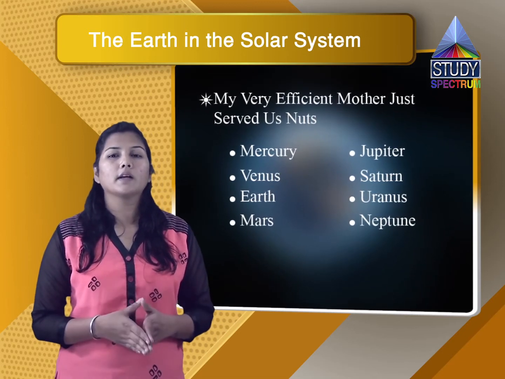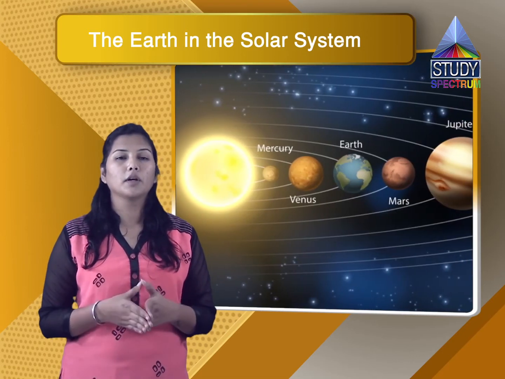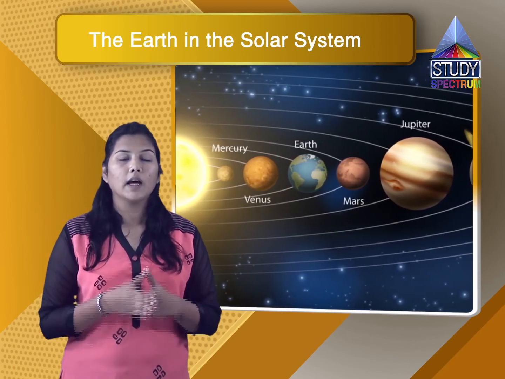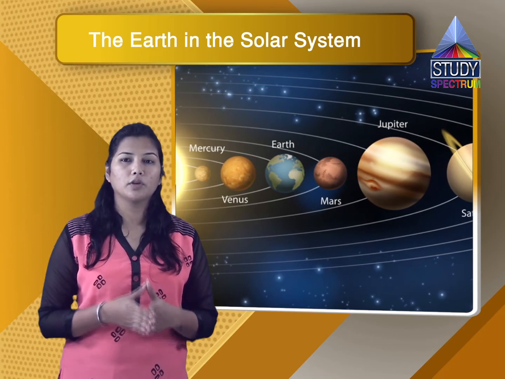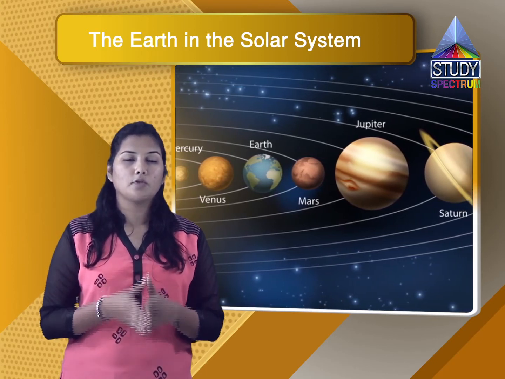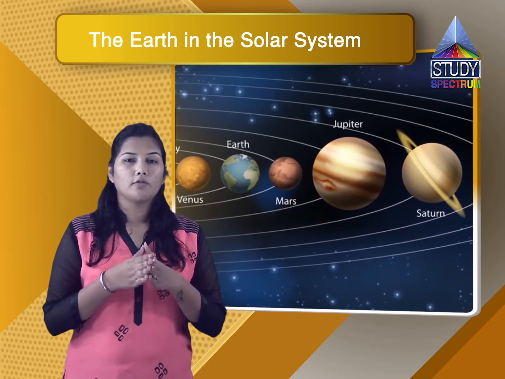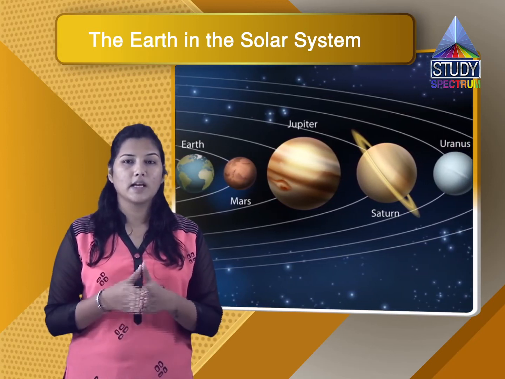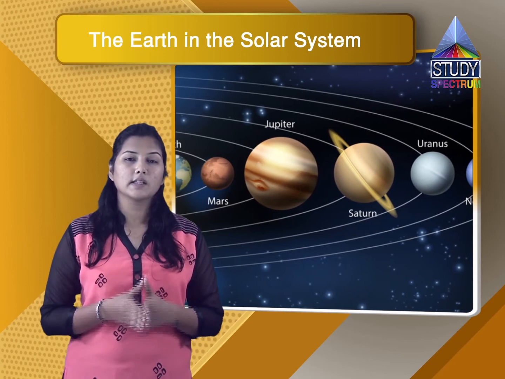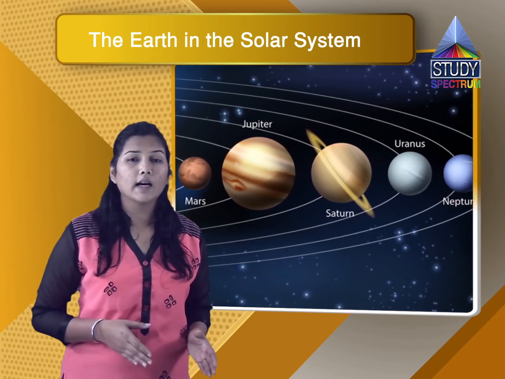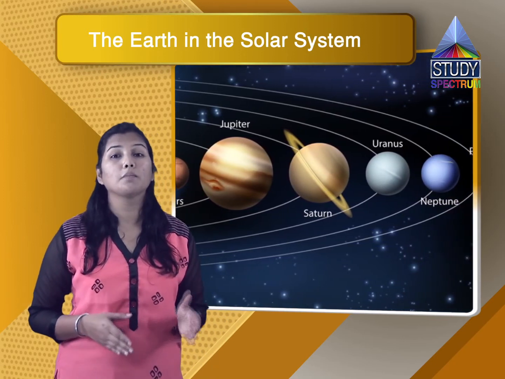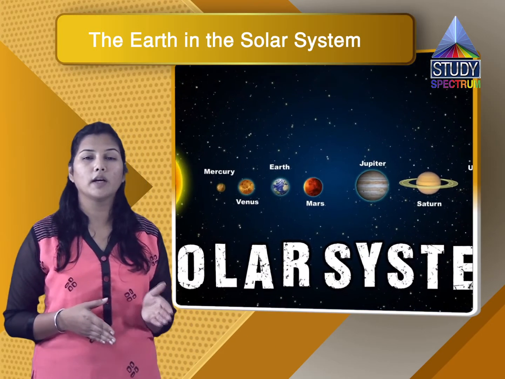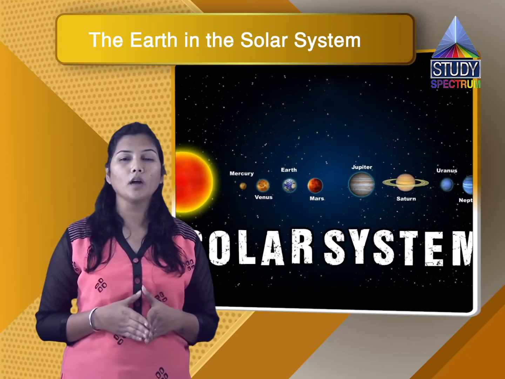M from My stands for Mercury. V from Very stands for Venus. E from Efficient stands for Earth. M from Mother stands for Mars. J from Just stands for Jupiter. S from Served stands for Saturn. U from Us stands for Uranus. And N from Nuts stands for Neptune. That is how you remember all the planets according to their distance from the Sun.